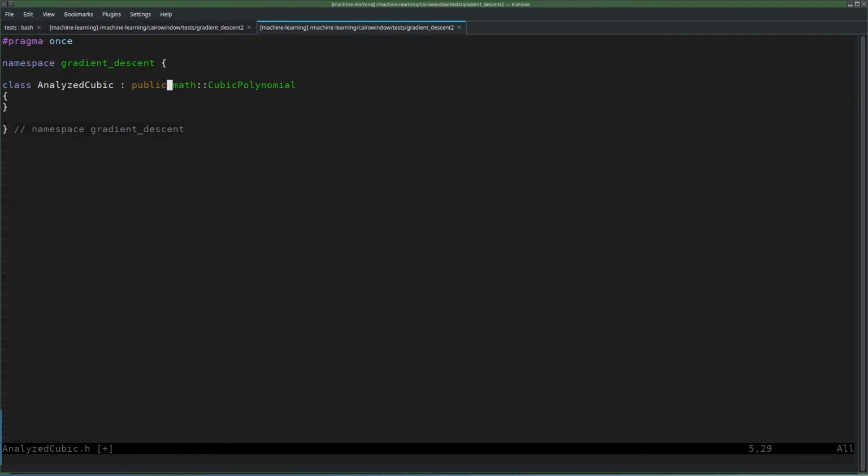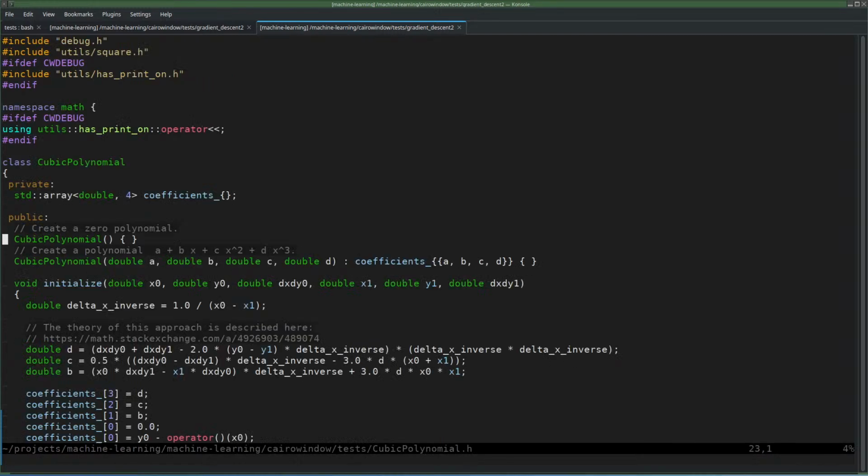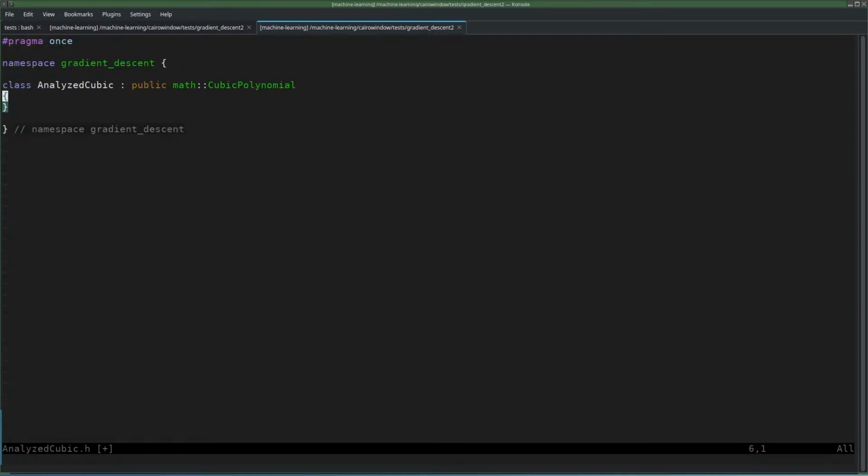Public. Let me make this thing protected so I can just access it directly. All the stuff that I need is protected. Let me make that private.